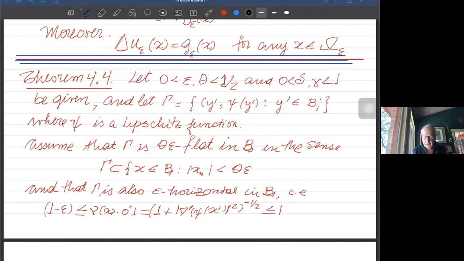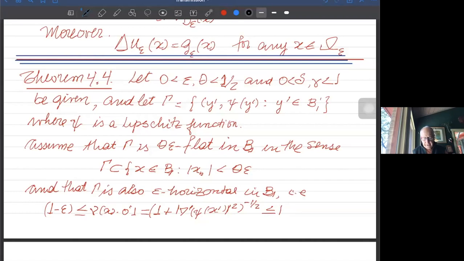So you have gamma of y prime, where y prime belongs to the ball of radius one, where phi is a Lipschitz function. So we assume that gamma is flat in B1, in the sense that gamma is contained in the set of points x such that x_n is very small. So basically what this first assumption is saying is that the geometry is such that gamma is almost horizontal, it's contained in a horizontal strip, if we want to put it like that.